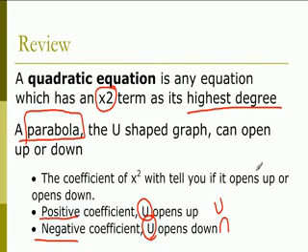Alright, hopefully this has helped you understand that quadratic equations have x squared as their highest degree. You know that their graph is called a parabola and it's shaped like a U, and that it opens up if it's positive and opens down if it's negative. If you're still confused, make sure you go through the lesson again or watch the video again, and if you're still confused, contact your teacher.